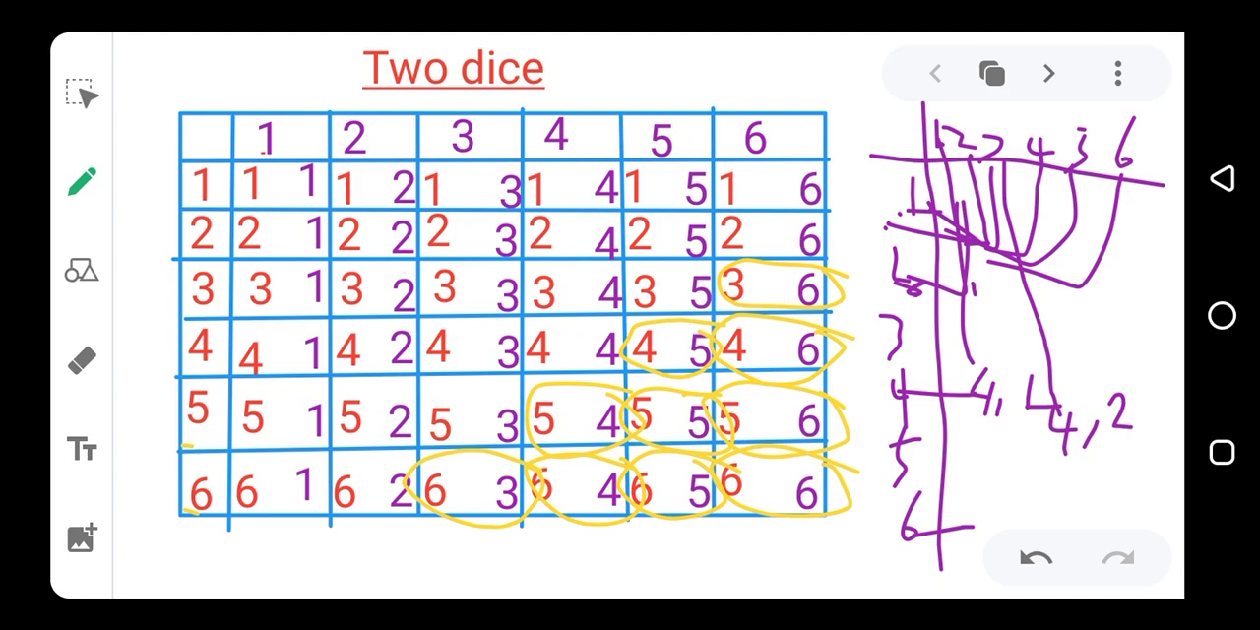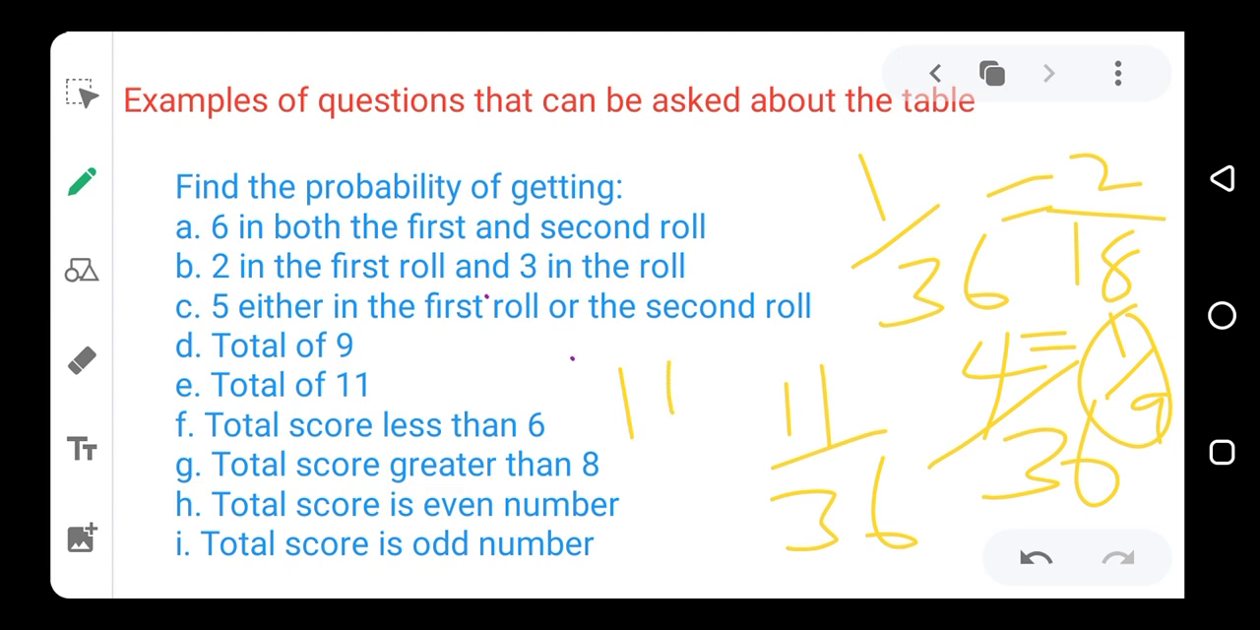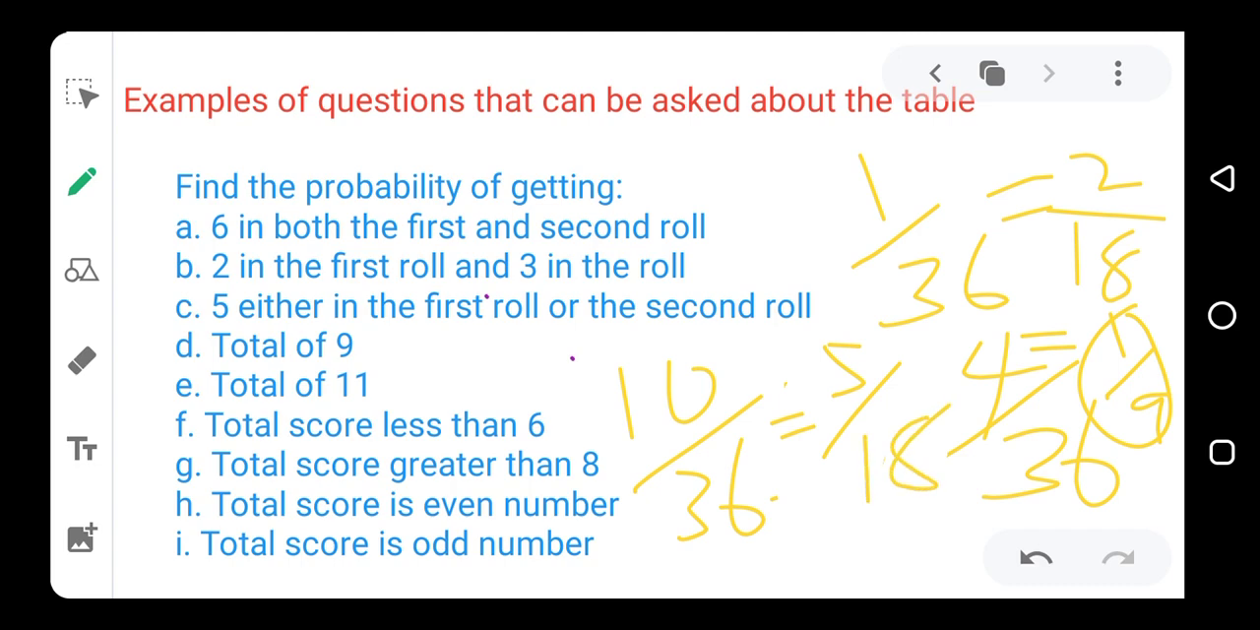So we count all the outcomes. We have 1, 2, 3, 4, 5, 6, 7, 8, 9, 10. So we have 10 over 36, which we then simplify to get 5 over 18. So 5 over 18 is the answer. That is the total number that is greater than 8 in the table.